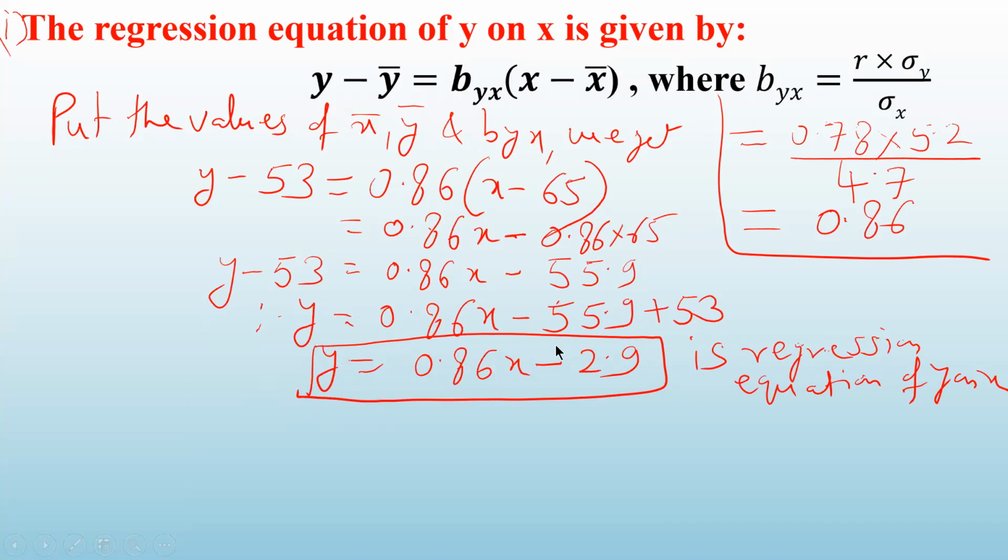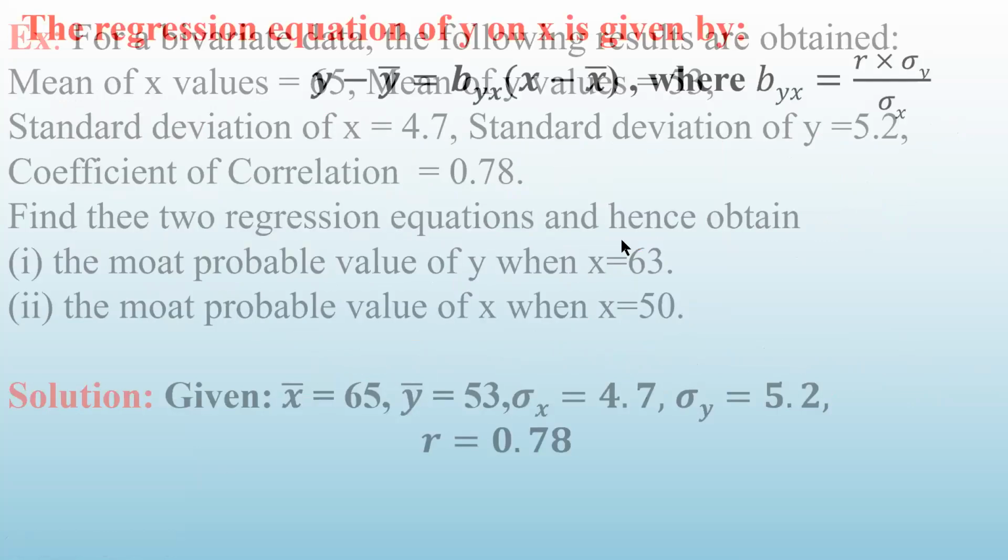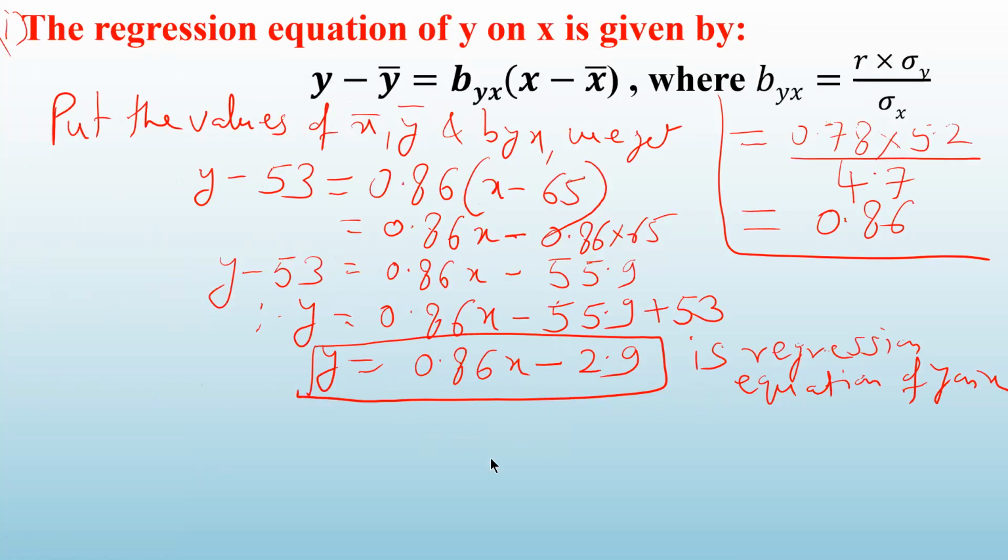Now this equation is used to find the value of y when x is given to you. So look at what is given. You have to find the value of y when x is 63. So put here x equal to 63. So what will be the value of y? It will be 0.86 into 63, in place of x put 63, minus 2.9.